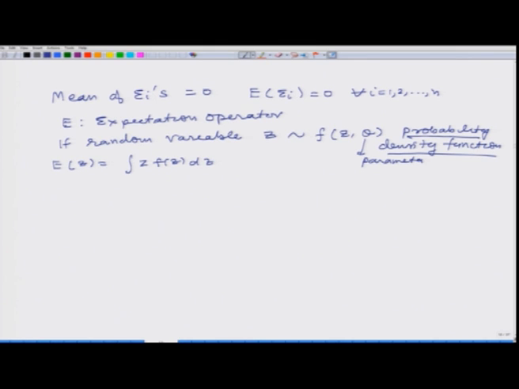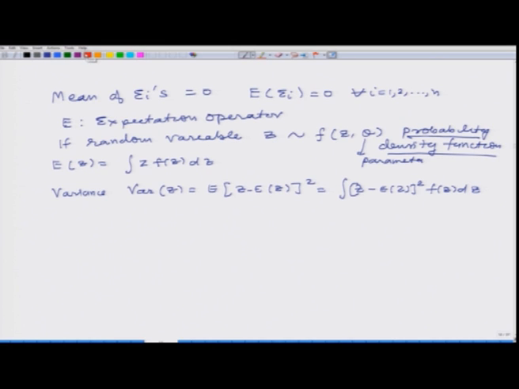Right. Similarly, I can also tell you how we define the variance. We denote it by VAR, variance of z. This is defined as the expected value of z minus expected value of z, whole square. So, this is nothing but the integral of z minus expected value of z whole square fz dz, and the integral is over the range of random variable z. So, this is how we define expectation and variance.